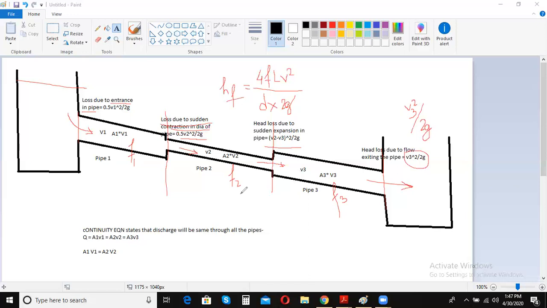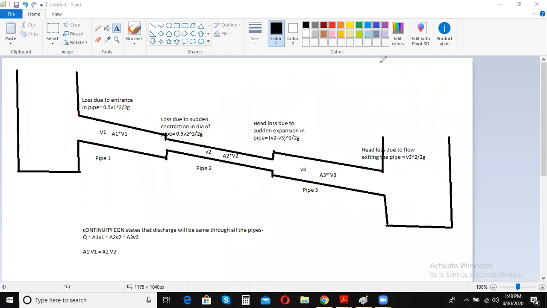So in total, how many types of energy losses are happening? There are 7 types of energy losses happening, out of which 3 are major and 4 types are minor energy losses. So from here we can say that the total head loss... I will have to delete all the drawings.